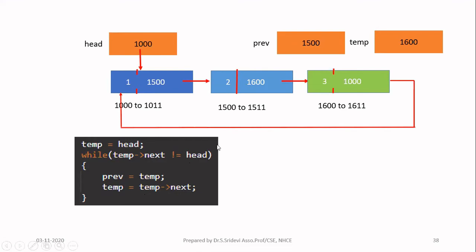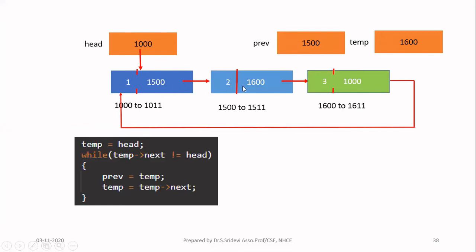Let me explain here. First, when you start at the head, temp will be pointing to this particular node, because you are writing temp is equal to head. Temp will be pointing to the first node. Then you check the next field of temp. It is not equal to head. So you make this node previous and this node temp. Every time, you make the current temp the previous and the next of temp the new temp.